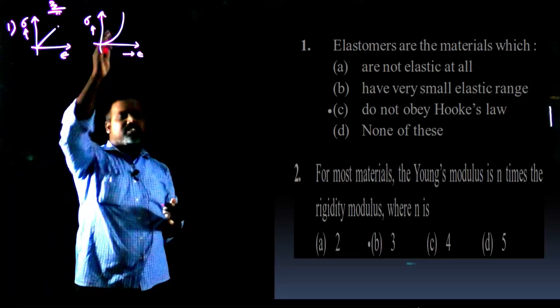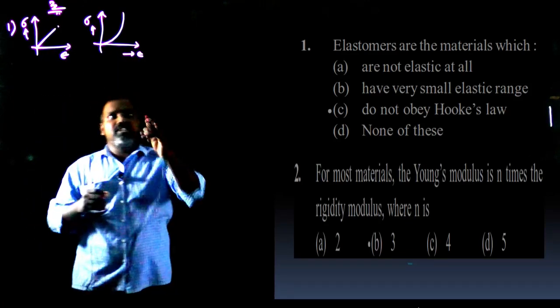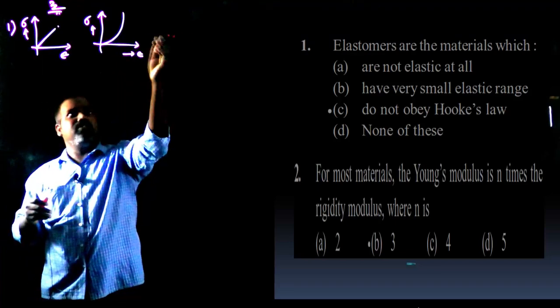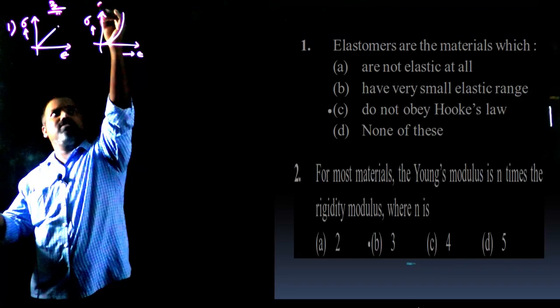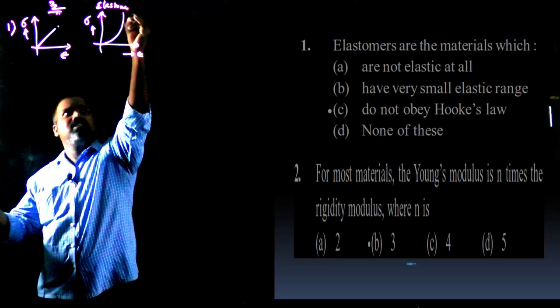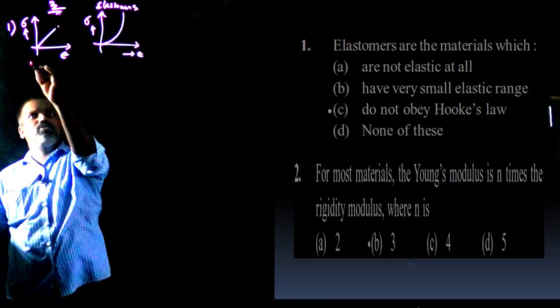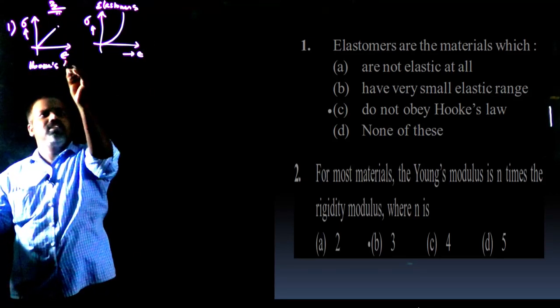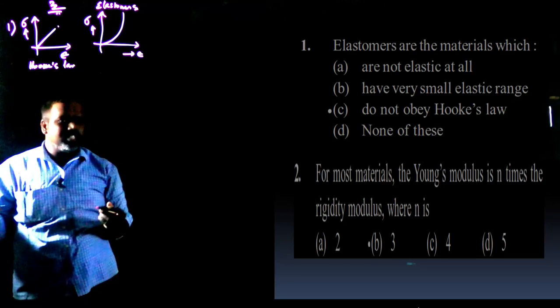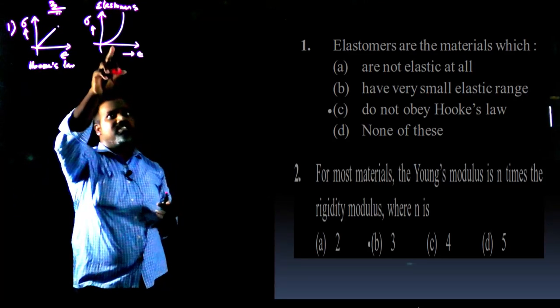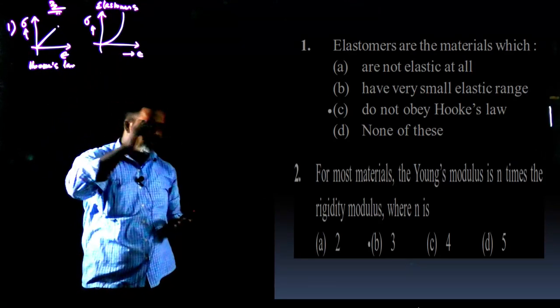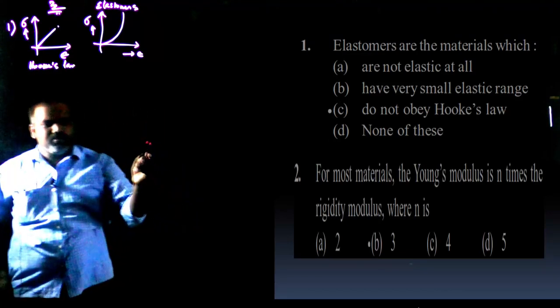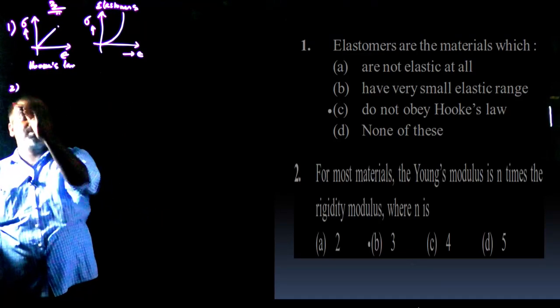It is a non-linear curve, so it shows that it is not following Hooke's law. Therefore, this is for elastomers, and this is for the materials which obey Hooke's law. From this I can say that elastomers are the materials which are not following Hooke's law. So the correct option for question number one is option C. Now please come to the second question.